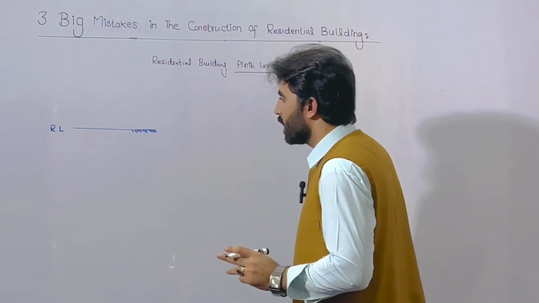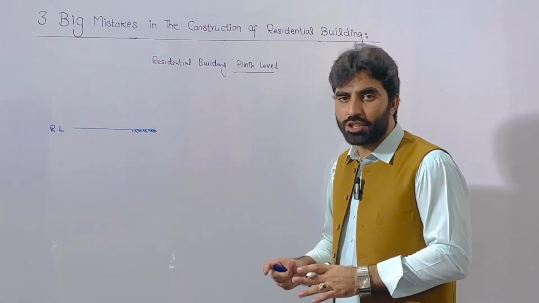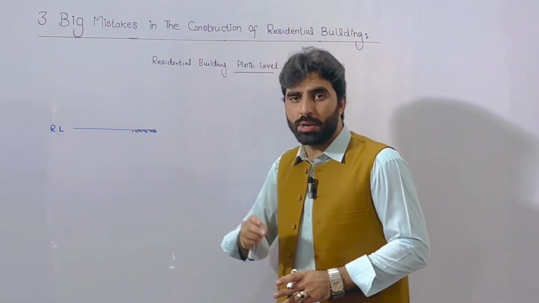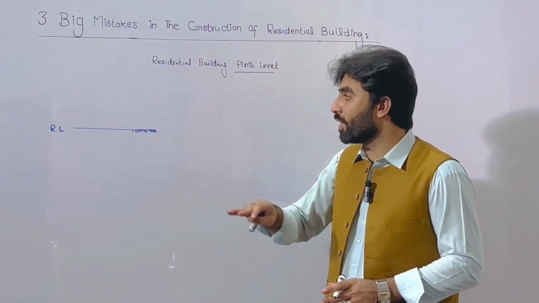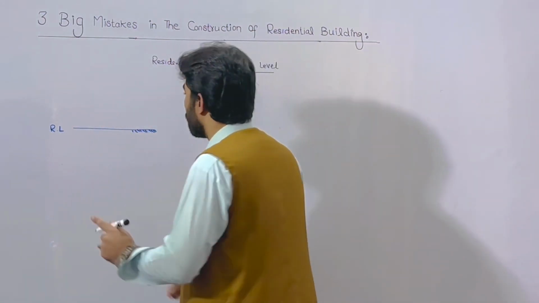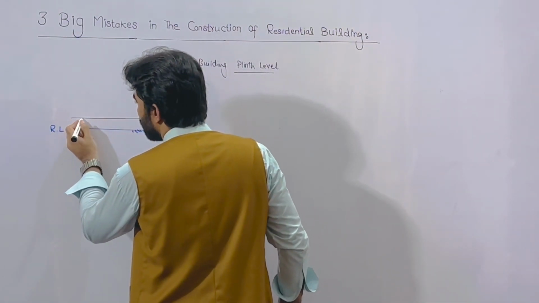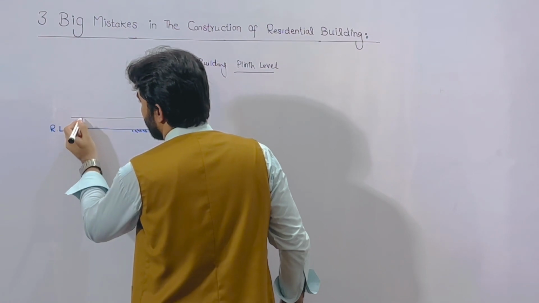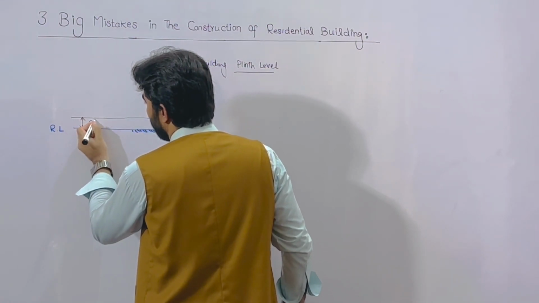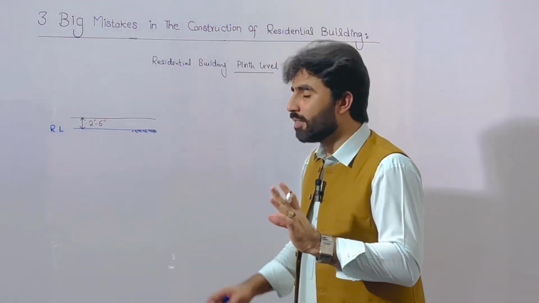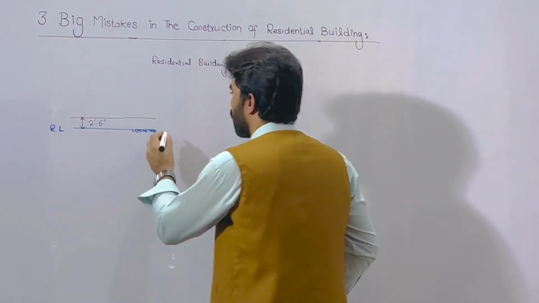So remember, guys, before starting a residential building, you should know that the plinth level, or your building height from the ground level or from the road level, should be a minimum of 2 feet and 6 inches. This is minimum, 2 feet and 6 inches. It should not be less than this. That's why, what are the problems there?